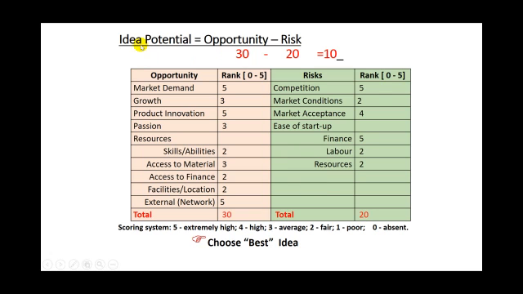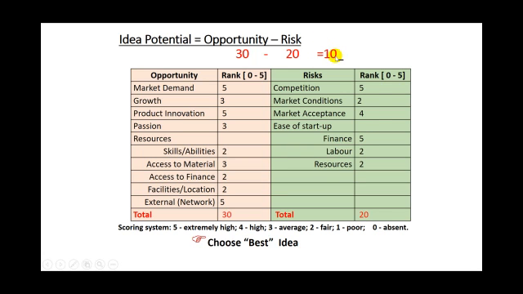So the formula for idea potential is opportunity minus risk. In this case, opportunity is 30 and risk is 20. So the idea potential is 30 minus 20, which gives you 10. You complete this table for 3 ideas, and each idea may have a different idea potential score.